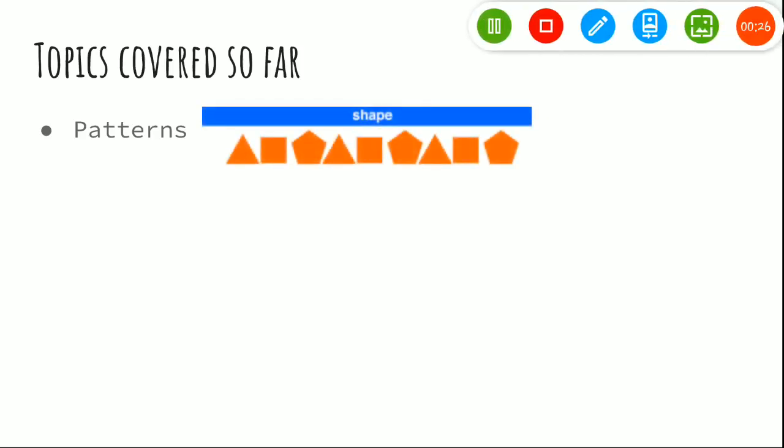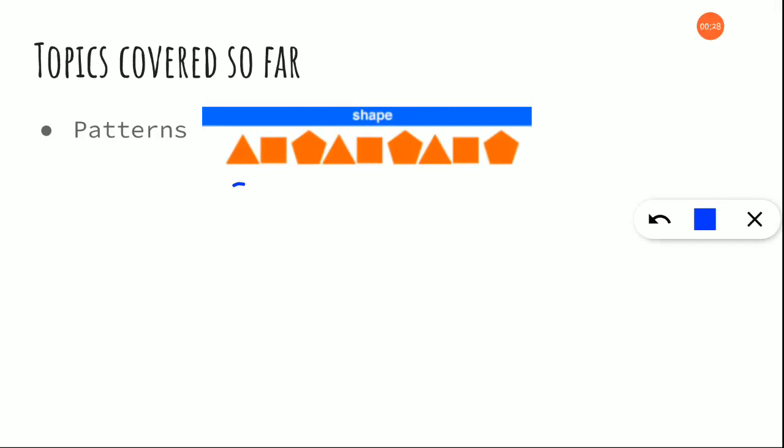Here the first one is a triangle, then a square, then a pentagon. Next, again a triangle, square and pentagon. So this is one pattern. It is being repeated again. After this pentagon, again the triangle, square and pentagon. So this is a pattern for shapes.